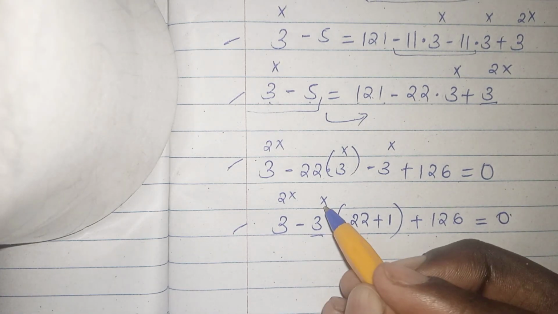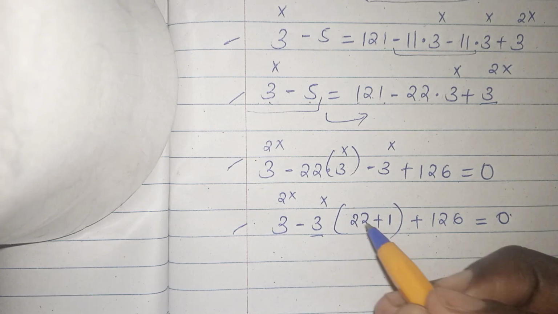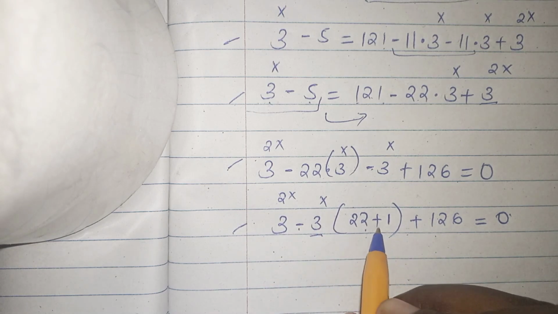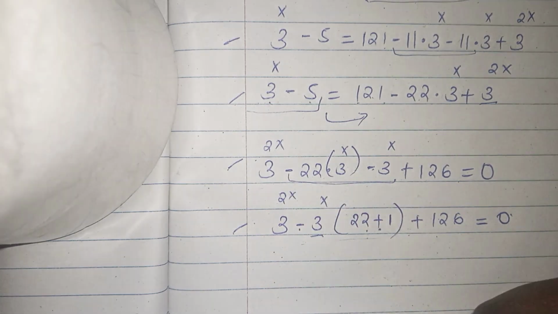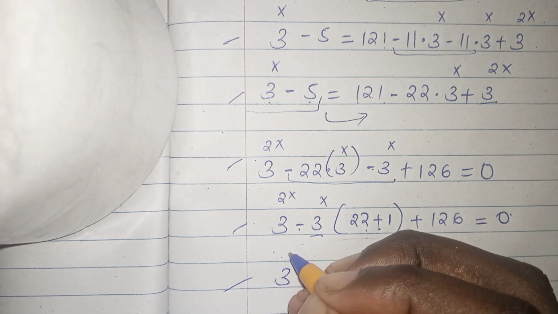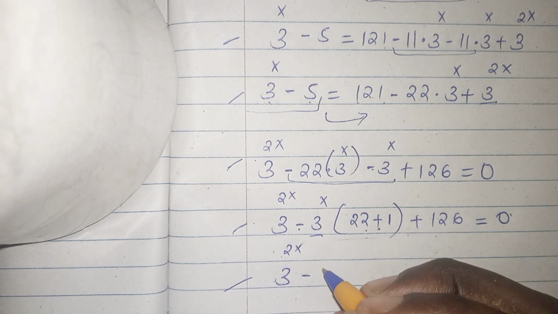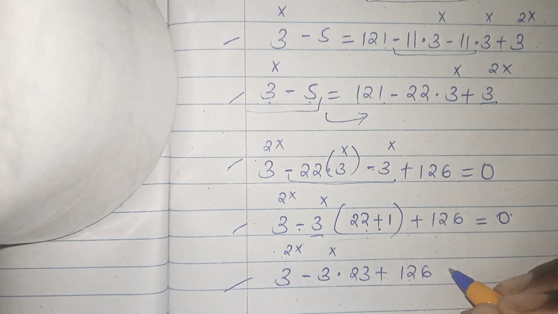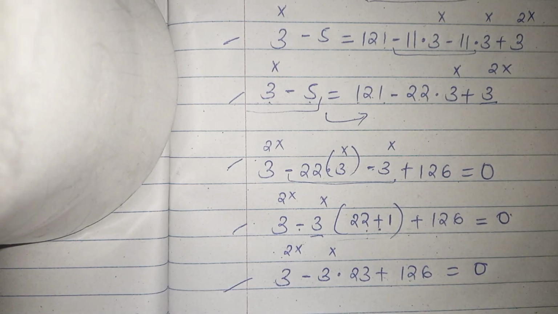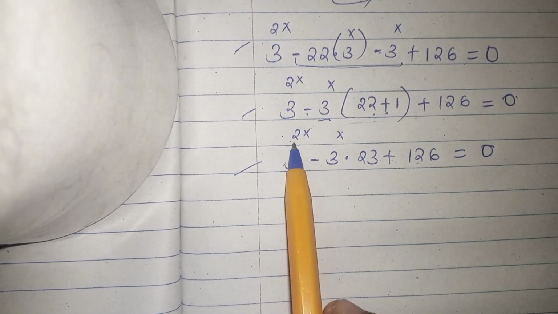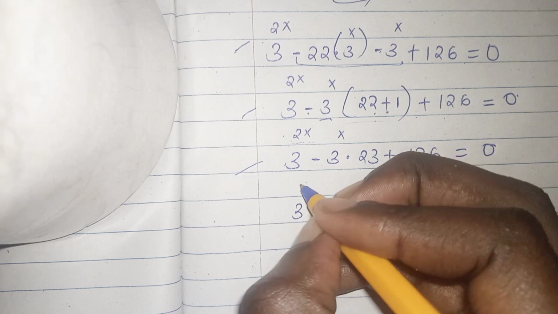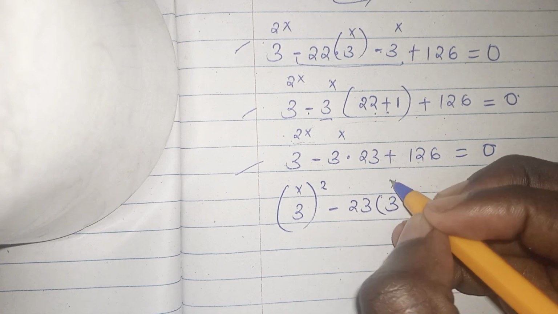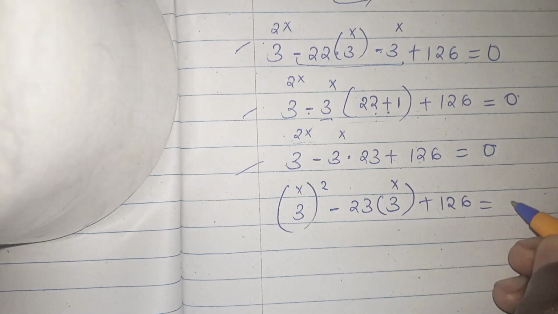So here we factored out 3 to the power of x. Then we have 22 because we have negative and negative, and we factored out negative 3 to the power of x, so we now have a positive sign over here. This will still give us this. In our next step, 3 to the power of 2x minus 3 to the power of x times 23 plus 126 is equals to 0. According to one rule of indices, we are going to interchange this exponent. Therefore, (3 to the power of x) all squared, minus 23 into 3 to the power of x plus 126 is equals to 0.